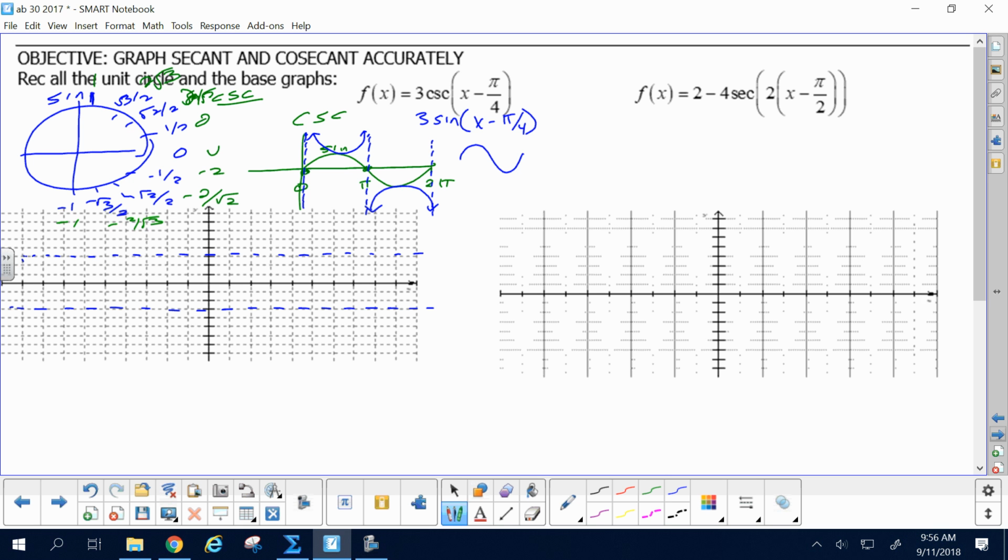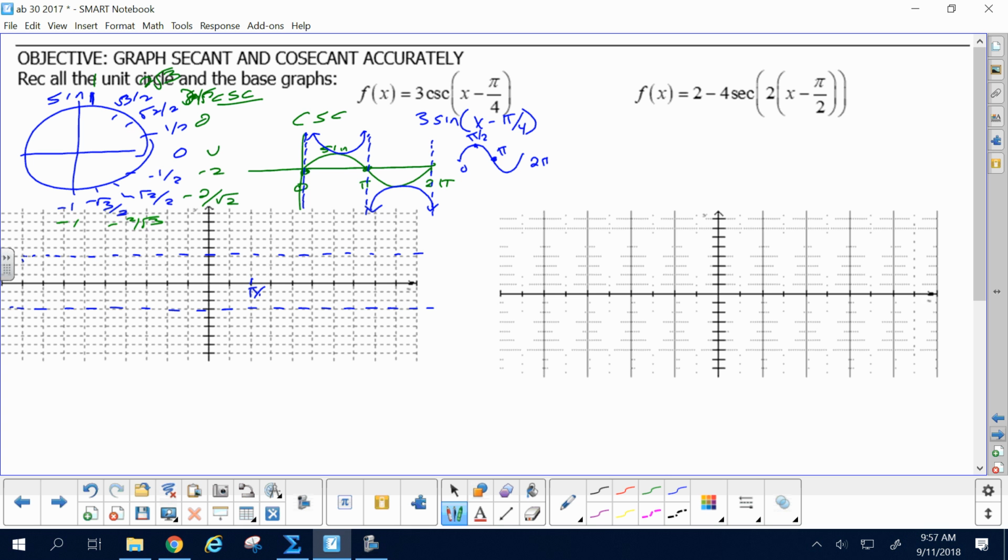Any change or normal 2 pi? Normal 2 pi, which means a half wave is pi and a quarter wave is pi over 2, right? But we're going to shift this pi over 4 to the right, so what kind of scale should we choose? Pi over 4. Do you want to go pi over 4 to 1 box or pi over 4 to every 2 boxes? 2. Okay, let's do that.